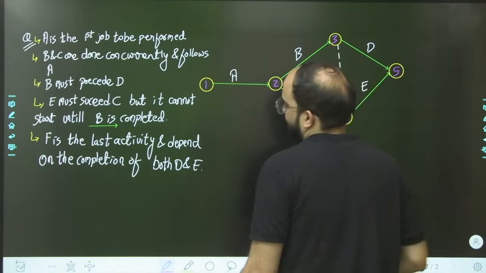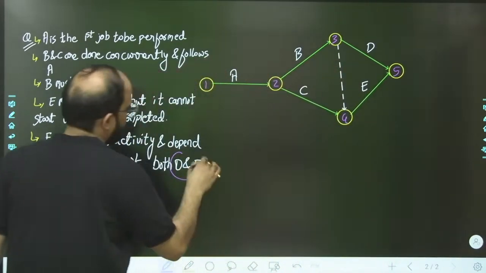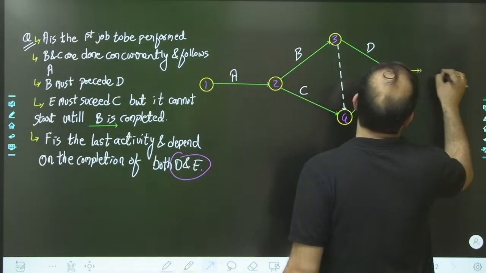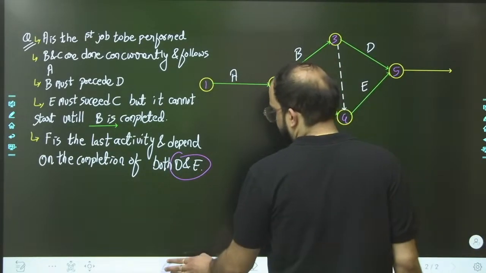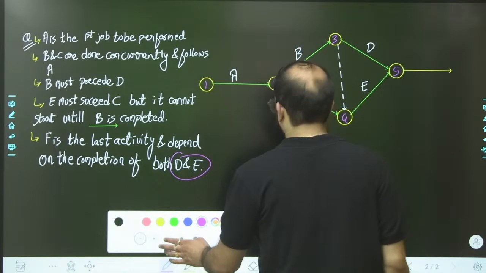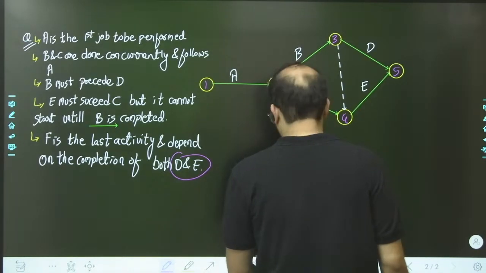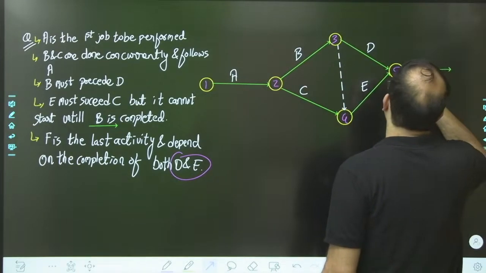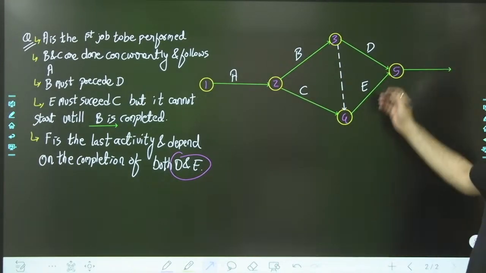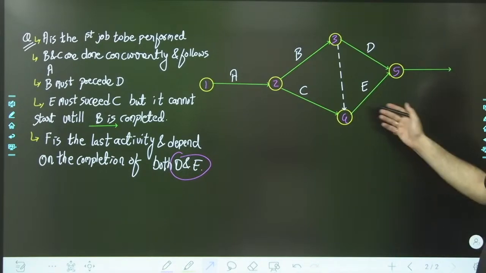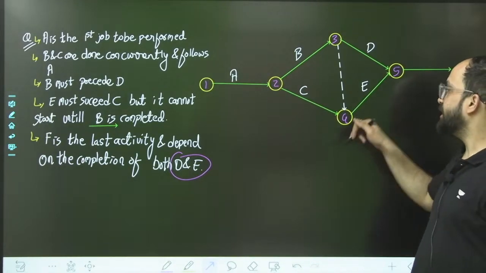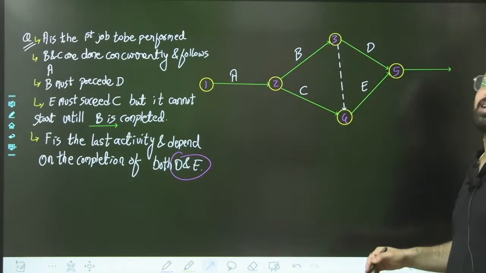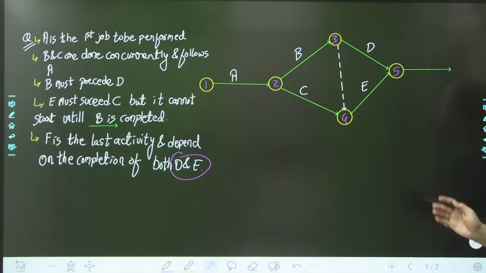Okay, and the last activity F will depend on both D and E. So F will come out from this 5th node. What do you understand by this event 5th? This event 5th means it will occur when activities D and E are completed. And event 4 means it occurs when activities C and B are both completed, then only it will occur.